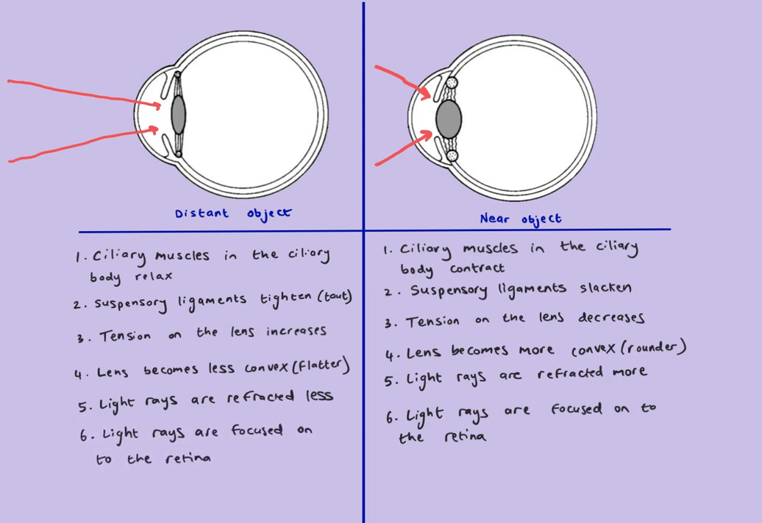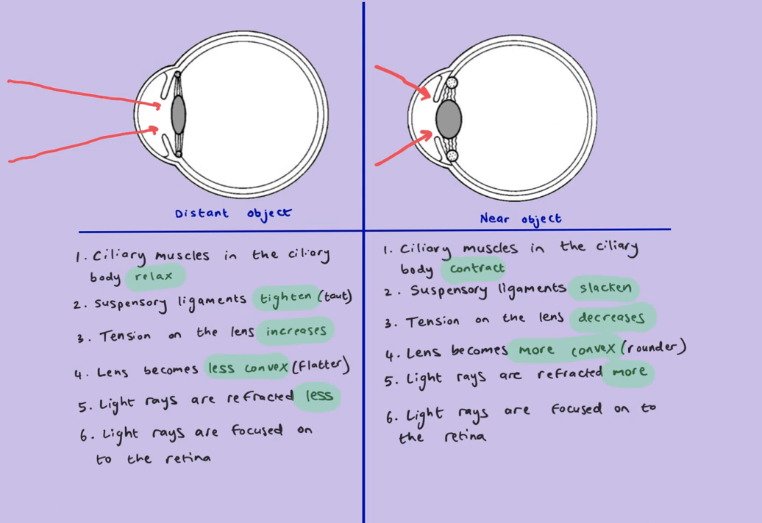So that point number 6 at the end is always a mark. So at least say that if you don't know what else is going on. But you study the step-by-step process. And as you can see, we've got the ciliary muscles contract for near objects, relax for far objects. Suspensory ligaments slacken or become taut. They tighten. Tension on the lens will decrease or increase. Lens becomes more convex or less convex. Light rays are refracted more, light rays are refracted less. So it's a case of opposite adjectives.